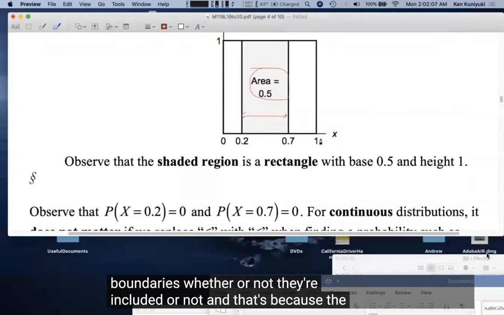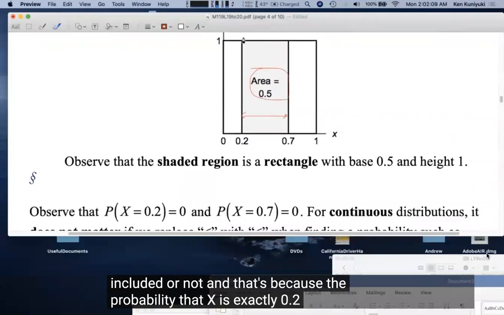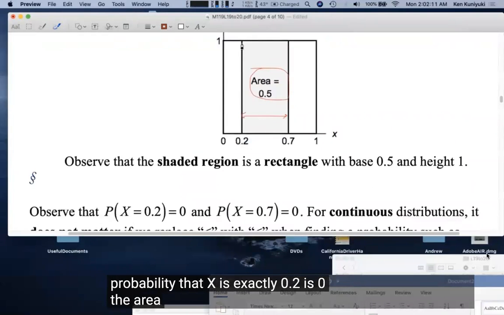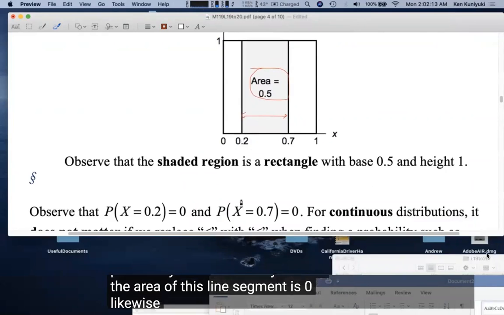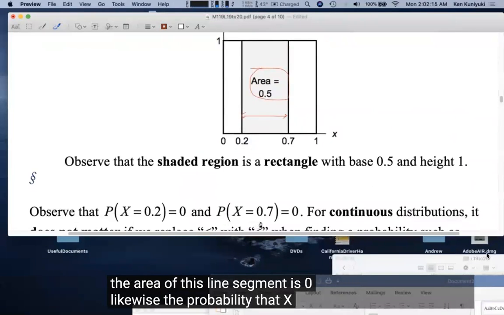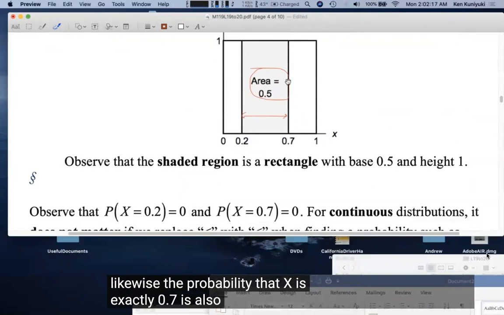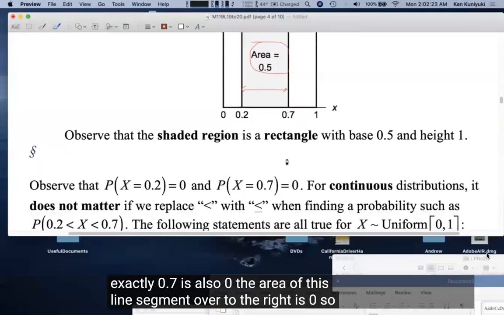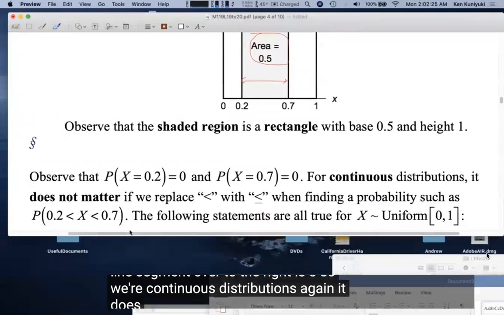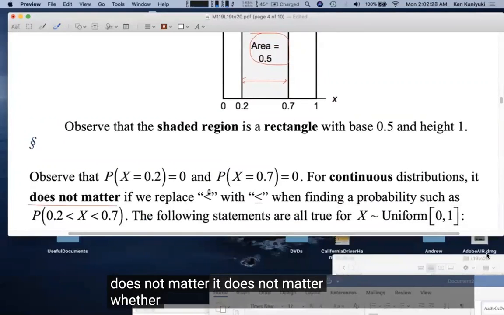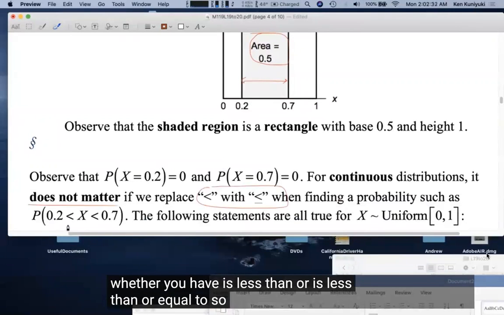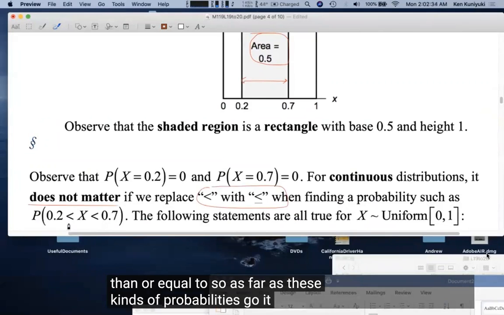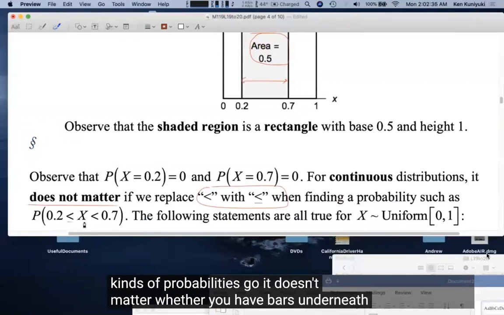And that's because the probability that x is exactly 0.2 is 0. The area of this line segment is 0. Likewise, the probability that x is exactly 0.7 is also 0. The area of this line segment over to the right is 0. So for continuous distributions, again, it does not matter whether you have is less than or is less than or equal to. So as far as these kinds of probabilities go, it doesn't matter whether you have bars underneath here or not.